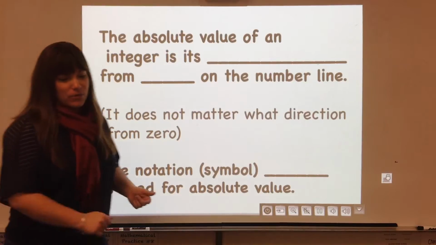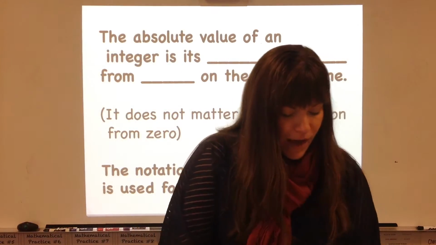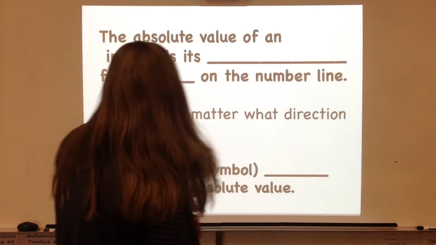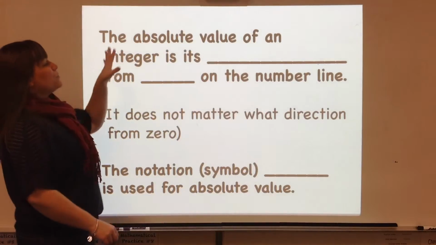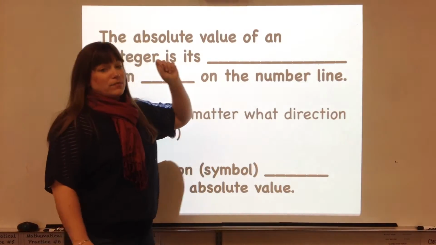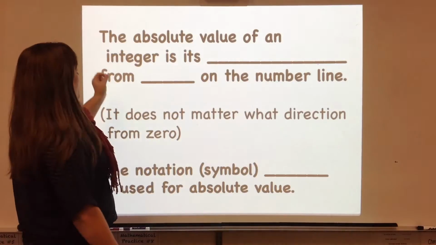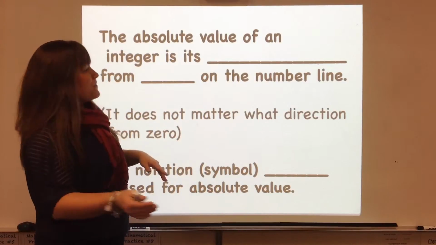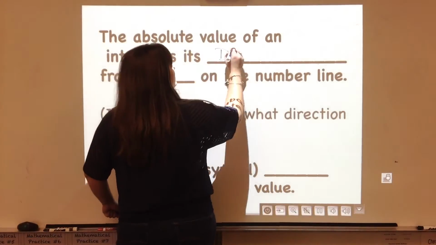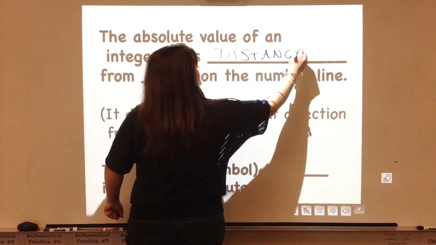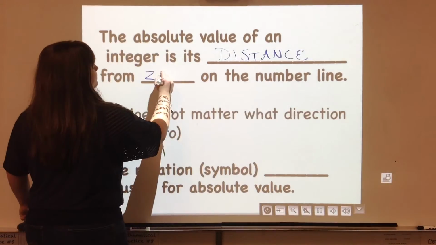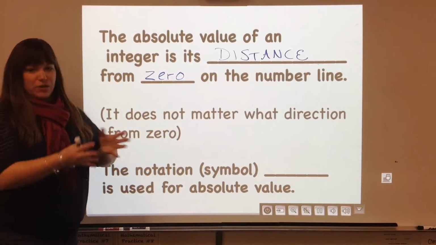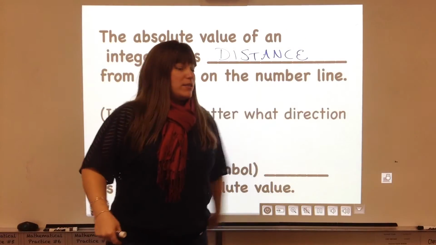So now we're in our purple notes. All you have to do is trim them down and put them on these 2 pages like so, and we're going to start filling these in now. So like I said, absolute value is the distance away from 0. So the absolute value of an integer, of any positive, 0, or negative number, is its distance from 0 on the number line. Does not matter which direction from 0. It can be on the negative side or the positive side.